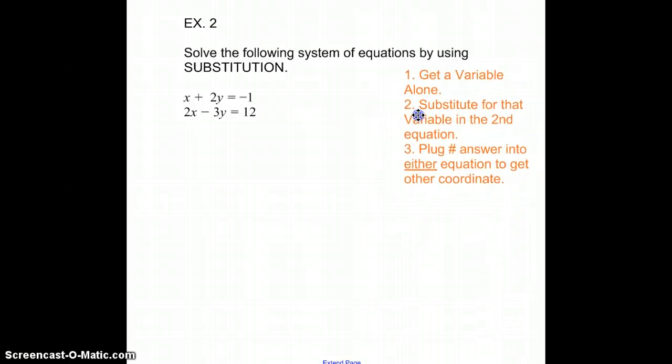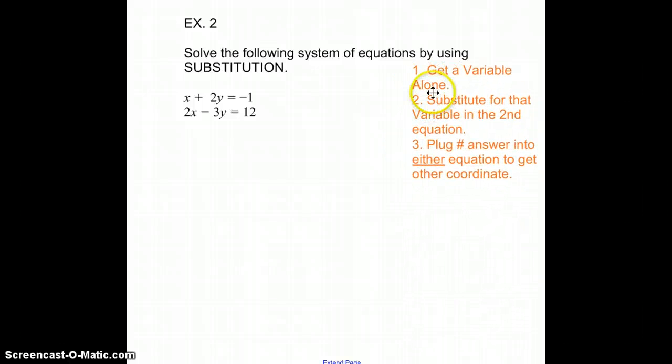Let's take a look at our second example. And here are our same steps. Okay, same steps. Please take a moment and copy those down again. I want to really hammer home the fundamentals and the steps here. So pause the video and copy those down. Okay, hopefully you've got those down now.